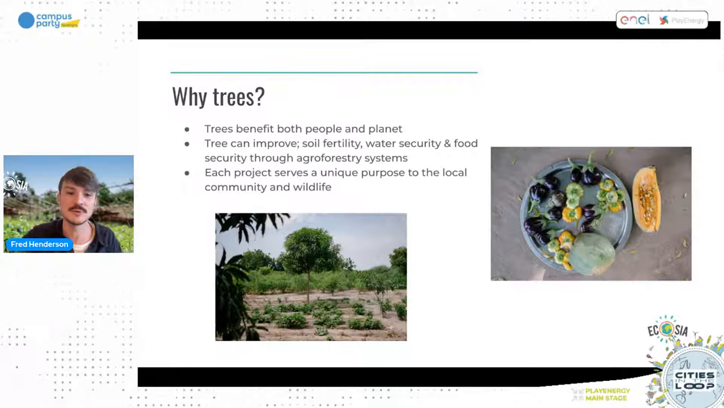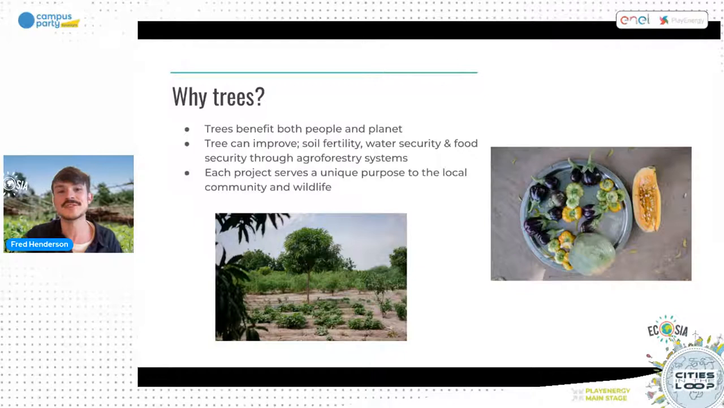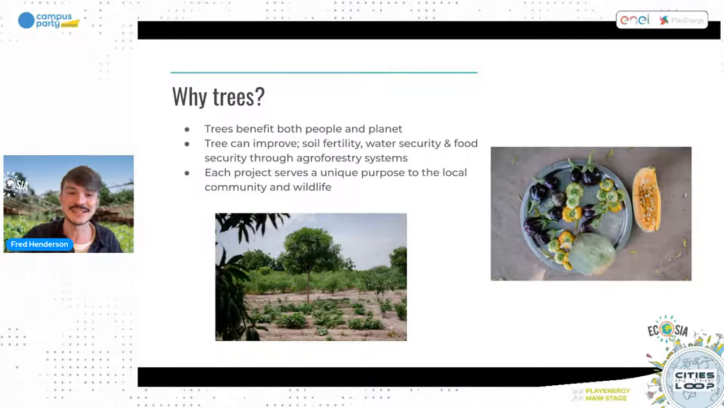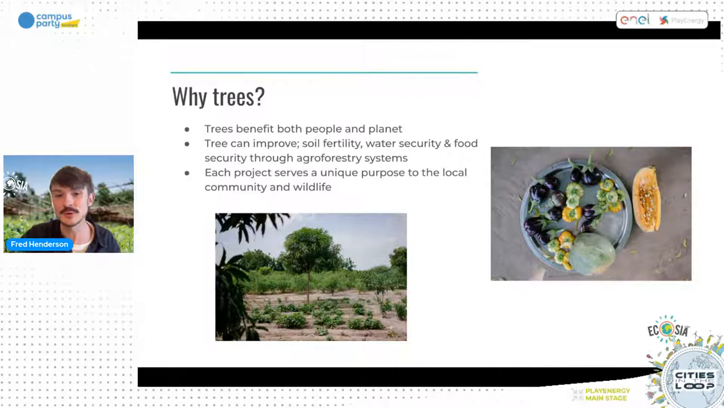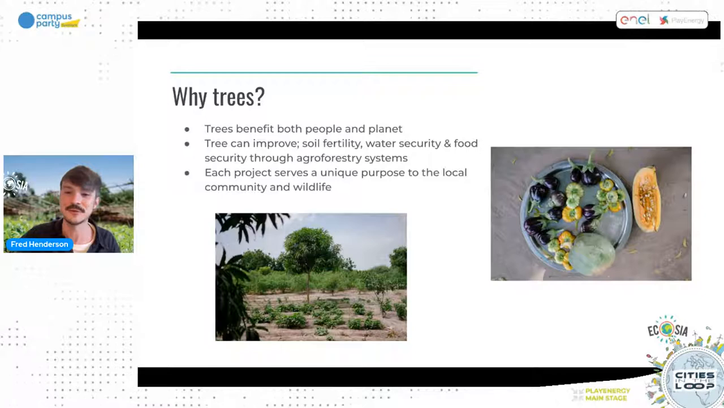And an important point to note here is that each project always serves a unique purpose to the community and to that local ecosystem where the trees are planted. So as I mentioned, we always plant native tree species, and it's always in close partnership with the local people. We have to treat each project separately. So the tree planting methods in one location will be very different from another. So it's about working with the local expertise and planting trees in a holistic way.